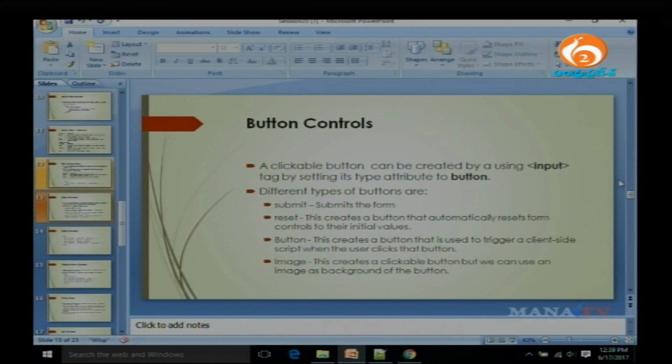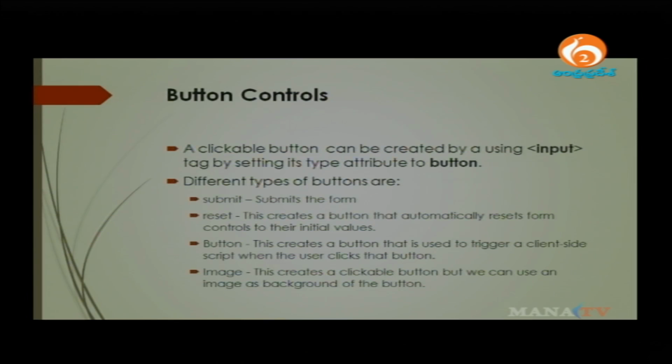And then there are some button controls. A clickable button can be created by using the input tag by setting its type attribute to button, and the different types of buttons are submit, reset, button and image. Submit will submit the form, and reset creates a button that automatically resets the controls to their initial values. Button creates a button that is used to trigger a client side script when the user clicks that button, and image creates a clickable button where we use an image as the background of the button.